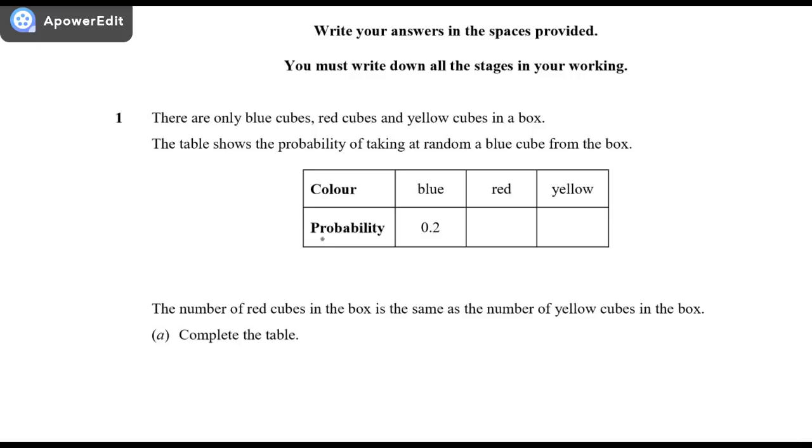So the hint is given here. Highlight the hint or just underline it. The number of the red cubes in the box is the same as the number of the yellow cubes. It means red and yellow is the same. You learn about the probability that all the probabilities when you add together make 1. So there's a different way to do this question.